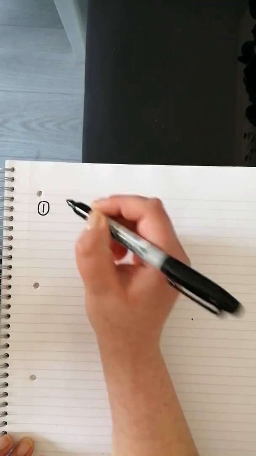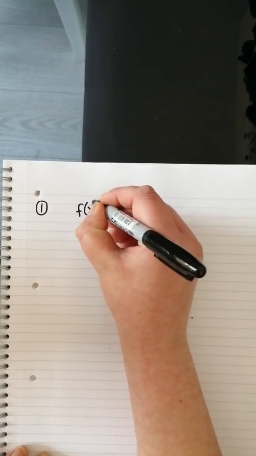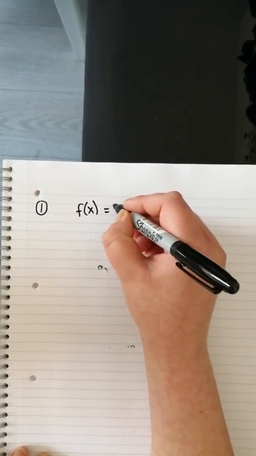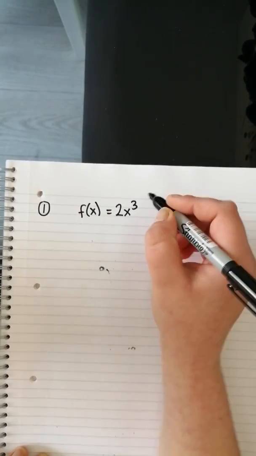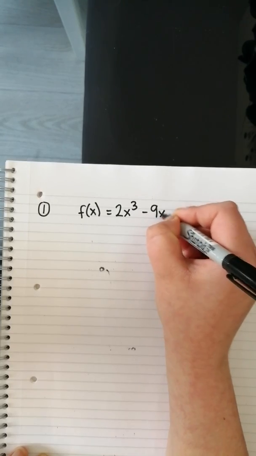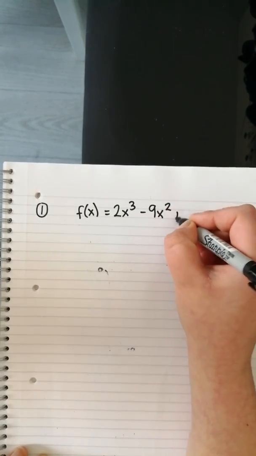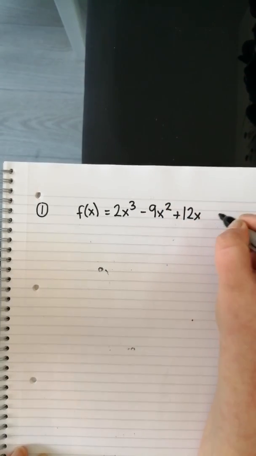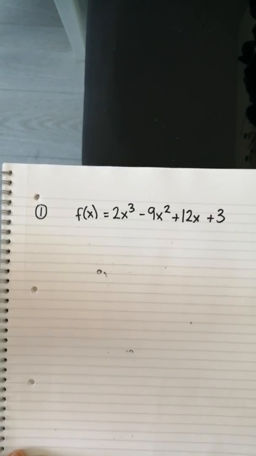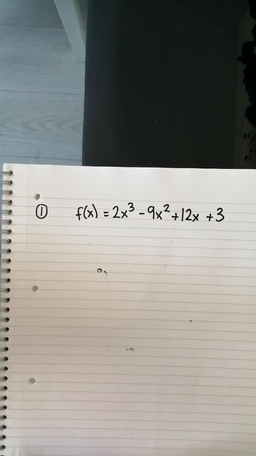Okay, so for example, let's say we want to find the turning points of the function f of x, which is equal to 2x cubed minus 9x squared plus 12x plus 3. So we want to find their turning points and then we want to state their nature.